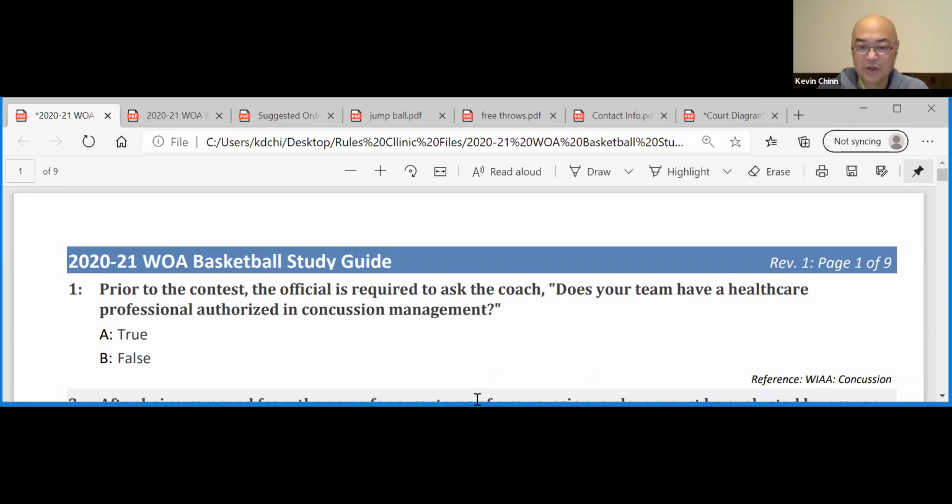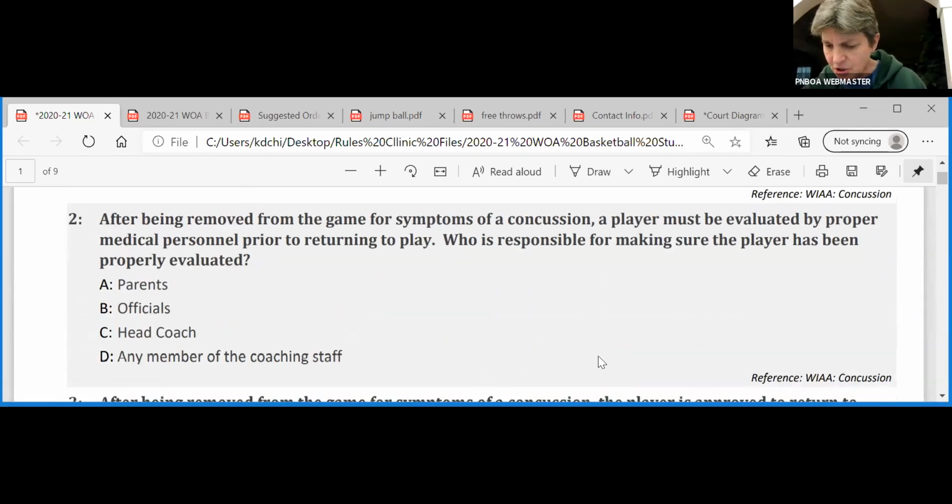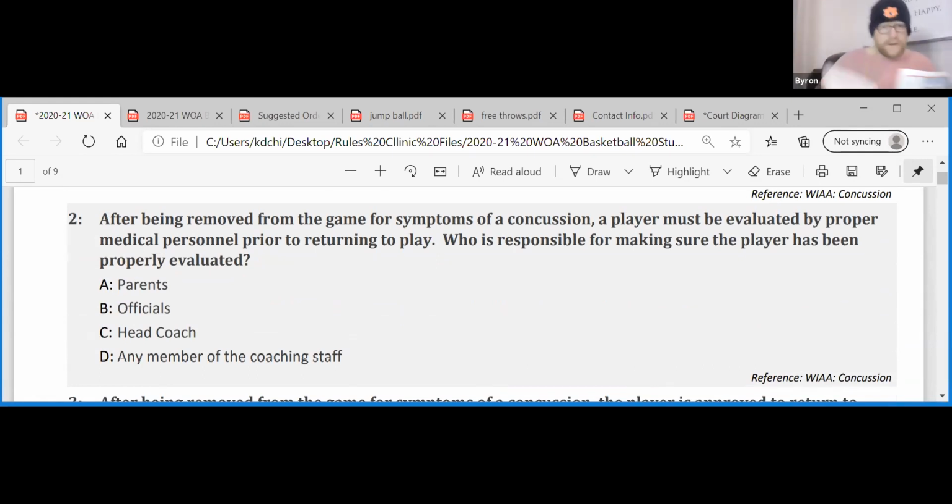Okay. Stacey, you can see my screen okay? Yep. Okay, so second question. Second question's going to Byron. After being removed from the game for symptoms of a concussion, a player must be evaluated by proper medical personnel prior to returning to play. Who is responsible for making sure the player has been properly evaluated?